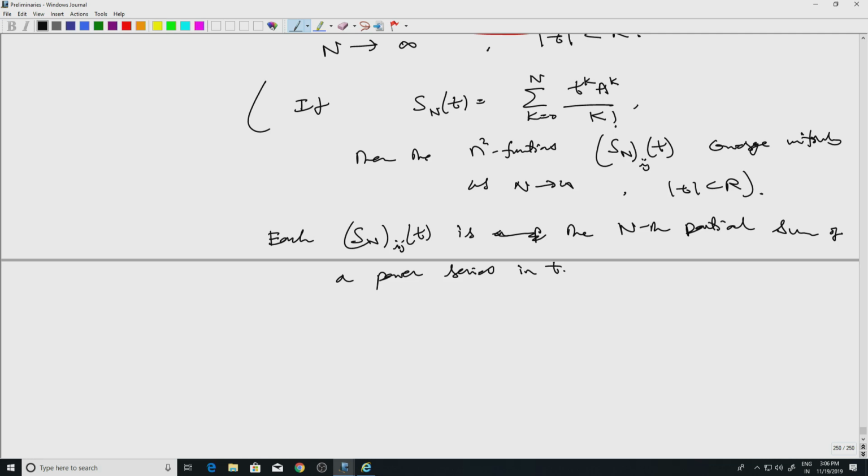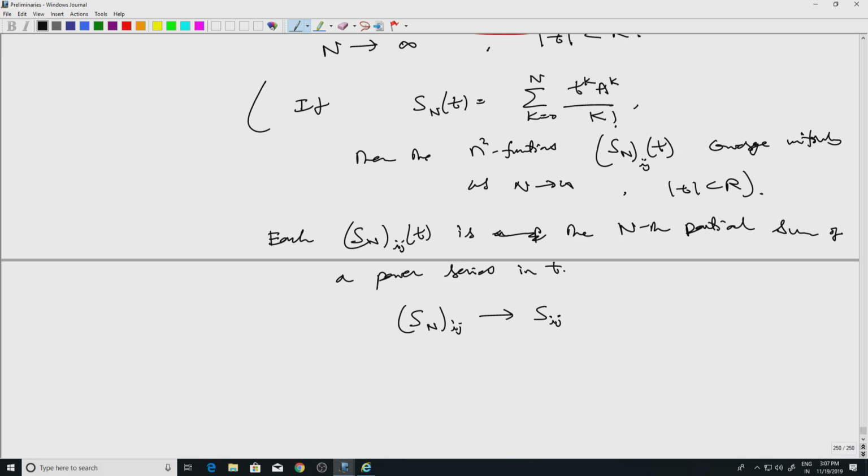The good thing about power series is that once we know that we have uniform convergence, the limit will give me a function, which will depend on ij. So the limit will give me a function which I will call Sij. So we know that Sn ij will converge to some Sij, again a function in T. And since we have uniform convergence, this will be differentiable. Sij will be differentiable infinitely many times.